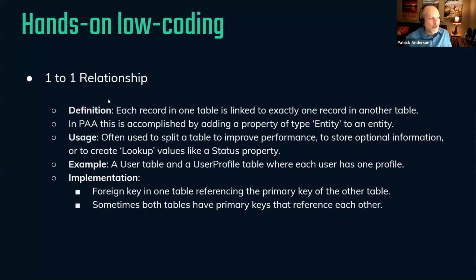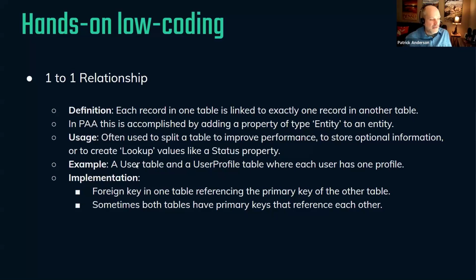So real quick, I know that most of you are familiar with this, but I just feel that in this discussion, we need to touch on this. What are the types of relationships that we are going to deal with in a database? So we have a one-to-one relationship, and that's where each record in one table is linked to exactly one record in another table. And in PlantNap, this is called a property of type entity.